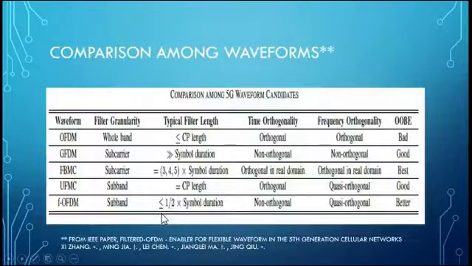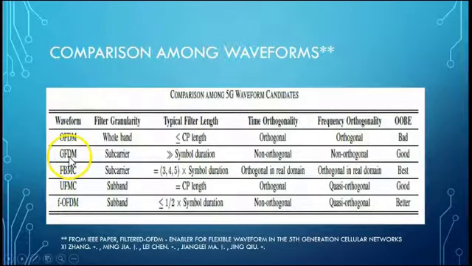So if we see the comparison of these waveforms, I have taken this table from this IEEE paper, and it summarizes the differences between these waveforms. For example, in case of the OFDM waveform, the filter granularity is the whole band, and the length of the filter is also an important factor, which is generally less than or equal to the CP length in case of OFDM. And the OFDM signal is orthogonal in time and frequency, but it has a problem of out of band emission.